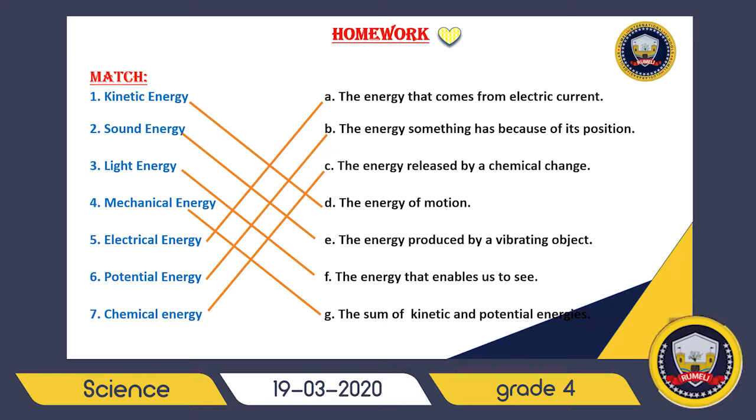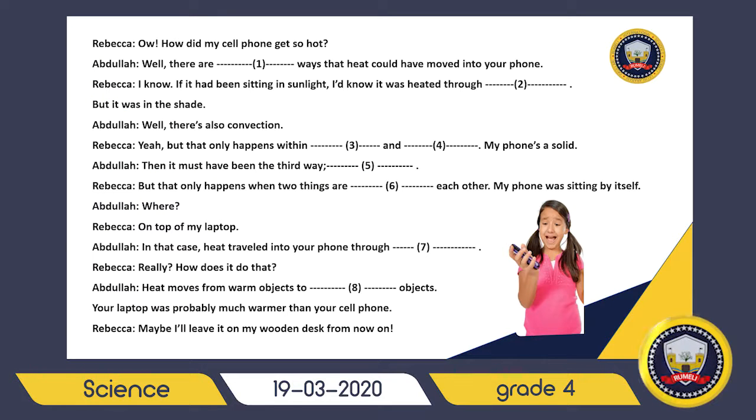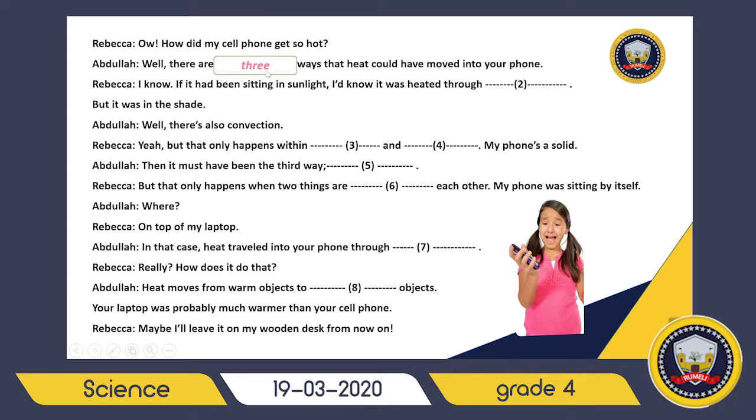And the second one was this dialogue between Rebecca and Abdullah. We are going to fill in the missing parts in this dialogue. Let's read together. Rebecca says, "Oh, how did my cell phone get so hot, Abdullah?" Abdullah says, "Well, there are how many ways that heat could have moved into your cell phone?" How many ways of transfer of heat? 3 ways, yes. You can also write different ways. It's okay. "So there are 3 ways that heat could have moved into your phone."